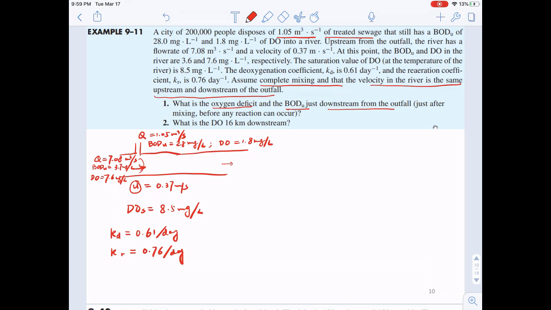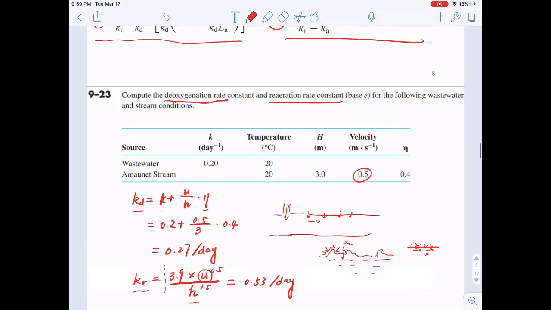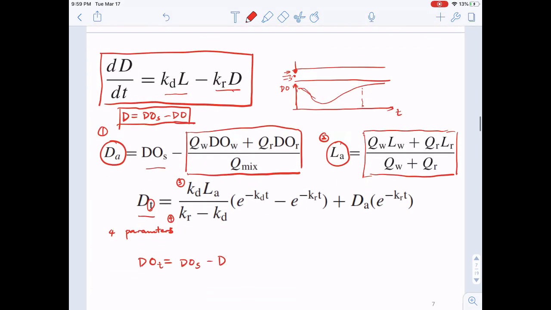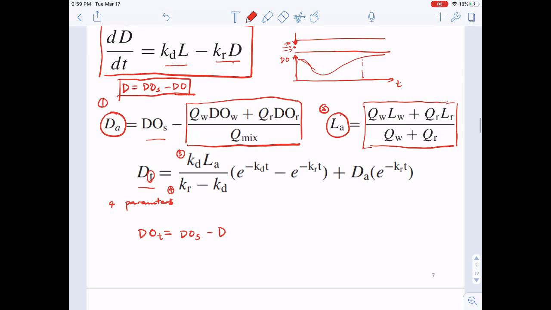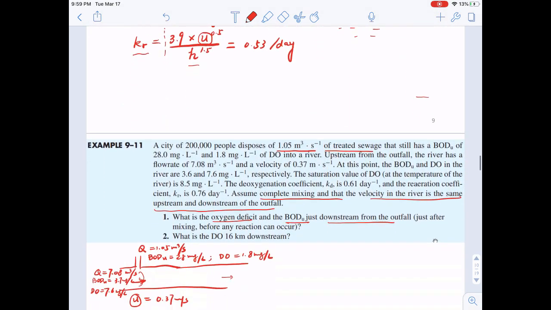So basically, what this problem asks us is to calculate the initial condition after the wastewater mixed with the river water. It is asking us how to calculate two parameters. What is the oxygen deficit at the mixing point? What is the remaining organics, which is the ultimate BOD at this mixing point?